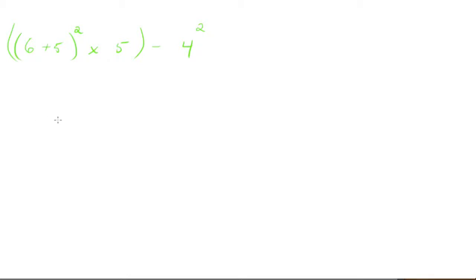In this video, I'm going to demonstrate how to complete a BEDMAS problem and take into consideration exponents. So here's the question. It says brackets 6 plus 5 close bracket squared times 5 close bracket minus 4 squared. According to BEDMAS, which I'll copy down over here, I should start with the brackets.